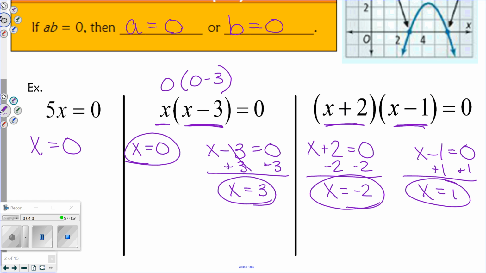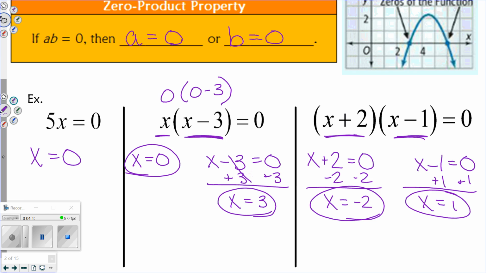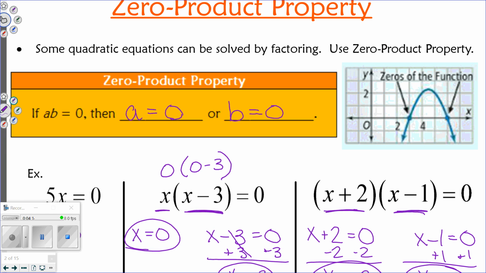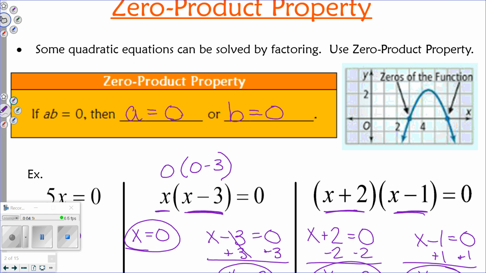How are we feeling with the basic concept of the zero product property? Sounds fancy. I don't care if you ever remember that it's called that, as long as you know how it works.